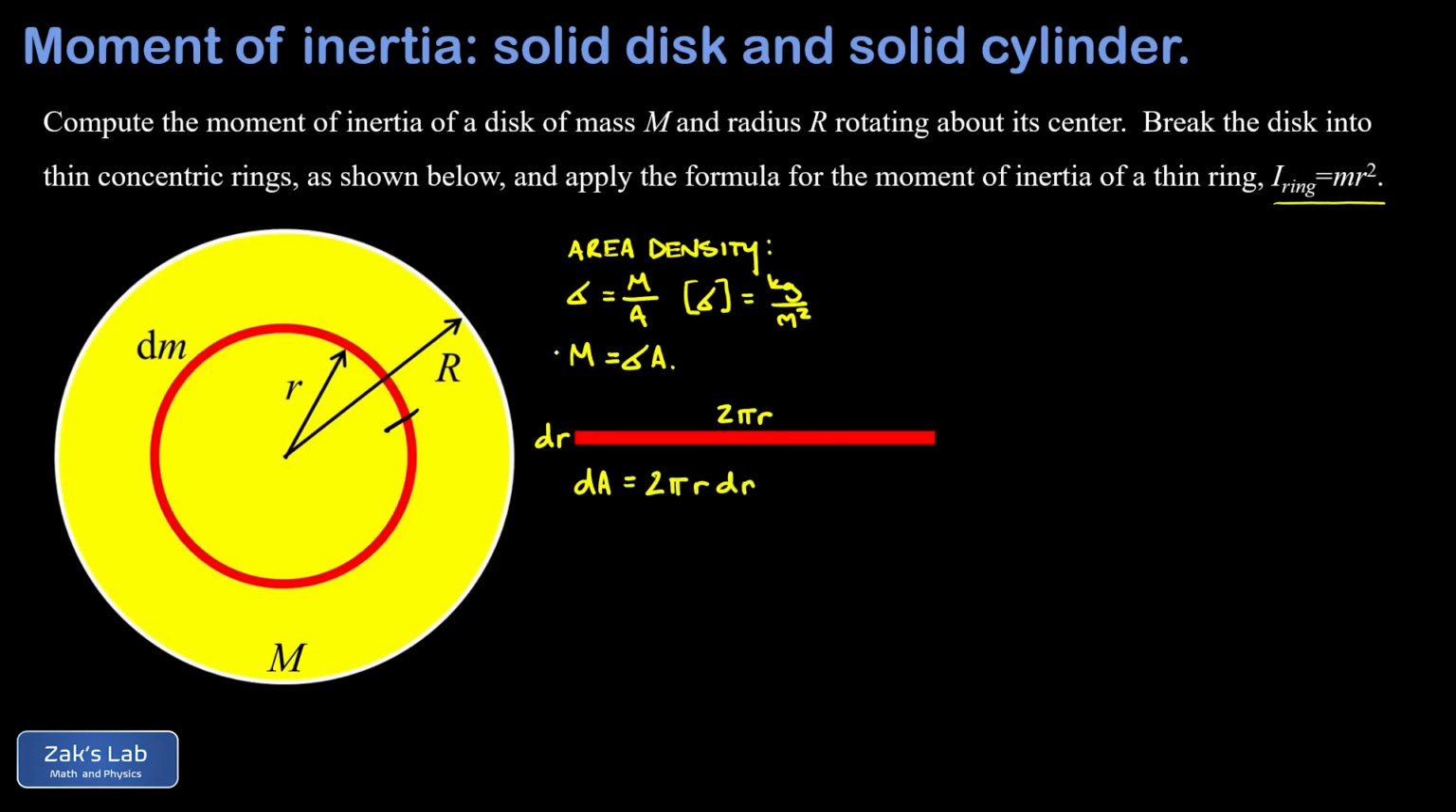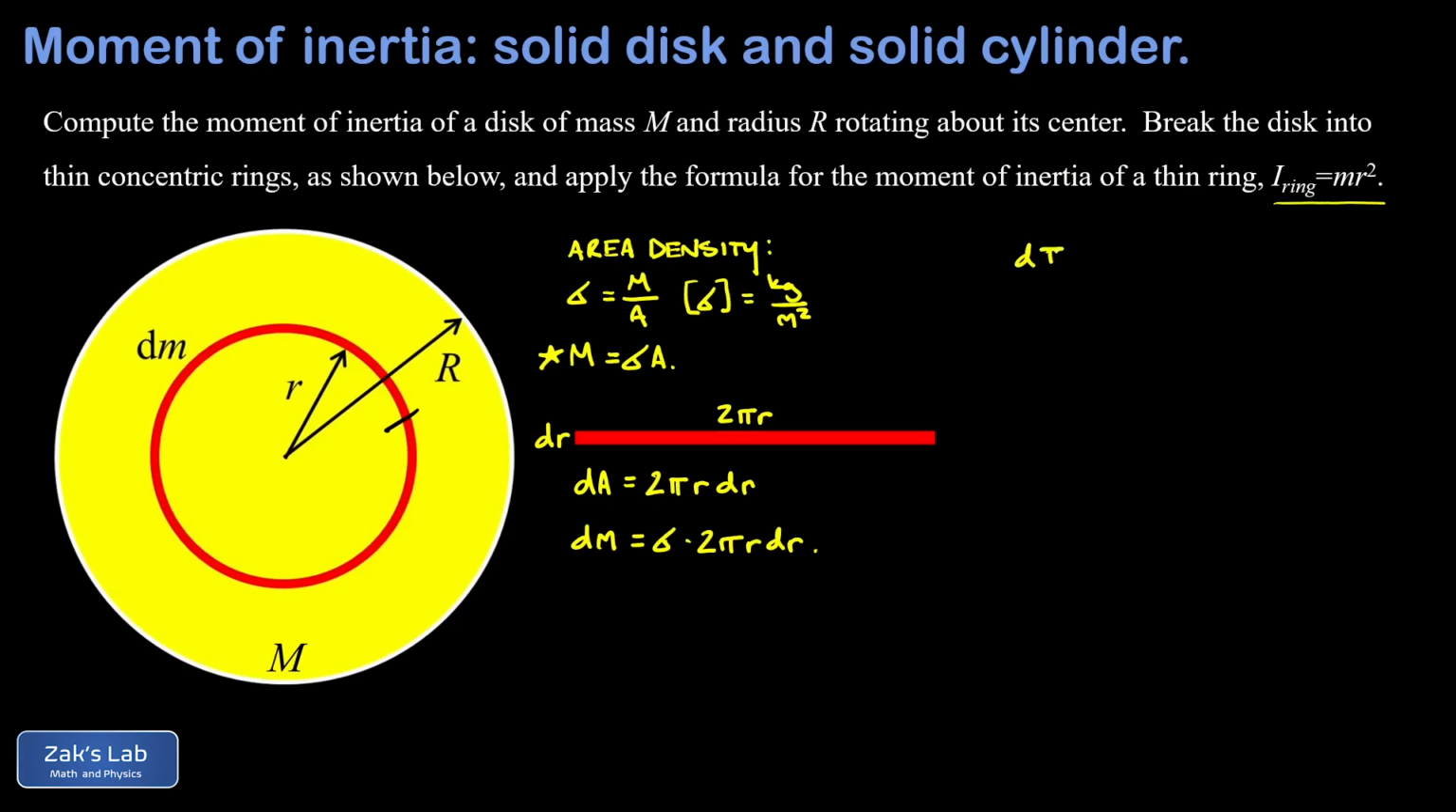And this is where our area density comes in. I can say that the mass of the ring, little dm, is given by the area density multiplied by the area of that little ring, which was 2 pi r dr.